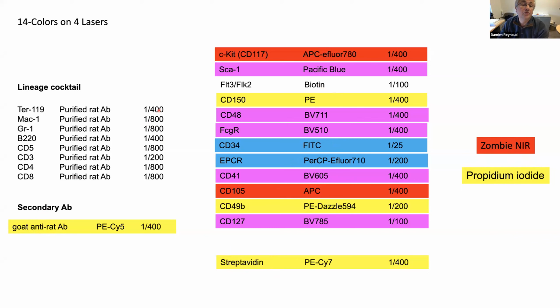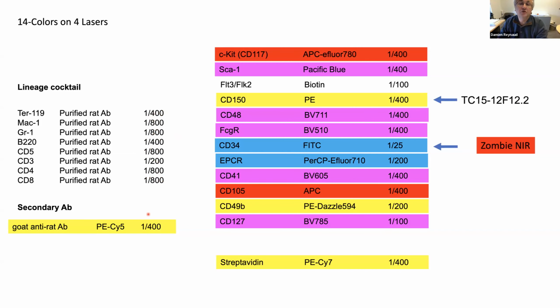Here I also put the dilutions that we use in our protocol. It's indicative only. I would strongly advise, if you want to use it, to titrate your antibody and to be sure that you use a good dilution for this staining. So we use 4 lasers.